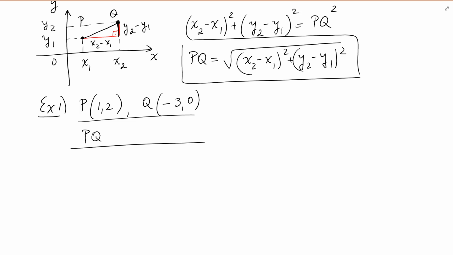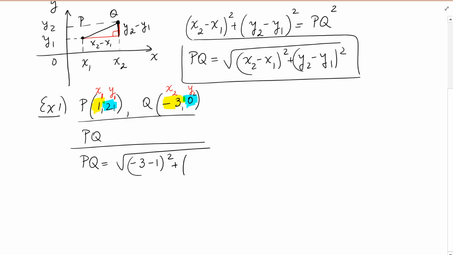But my advice to you is on top of each number to write what they represent. So each pair has an x and a y. And because it's the first pair, I'm going to label them x1, y1. Each pair has an x and a y. And because it's the second pair, I'm going to call them x2, y2. So basically, PQ now is the square root of negative 3 minus 1 squared, right? The difference between the x's, plus y2 minus y1, 0 minus 2 squared.